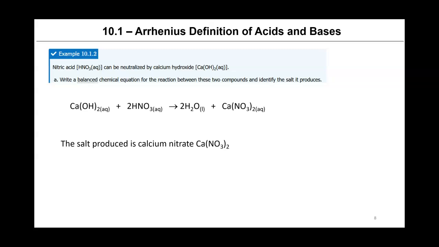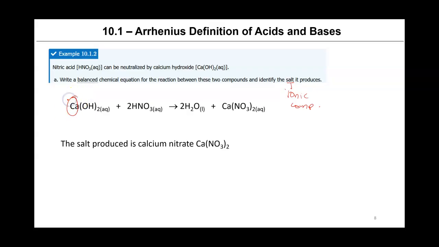So let's have a look at an example problem from the book. It says nitric acid can be neutralized by calcium hydroxide. Write a balanced chemical equation for the reaction between these two compounds and identify the salt, or we should say the ionic compound, it produces. So let's figure out the salt that's going to be formed, because we know that the other product is going to be water.